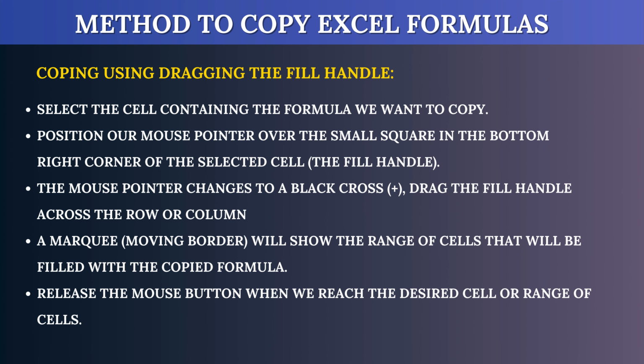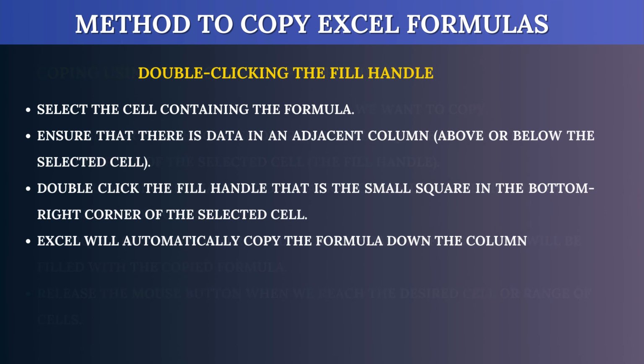When the mouse pointer changes to a black cross, plus sign, drag the fill handle across the row or column where we want to copy the formula. As we drag, a marquee, moving border, will show the range of cells that will be filled with the copied formula. Then we have to release the mouse button when we reach the desired cell or range of cells.